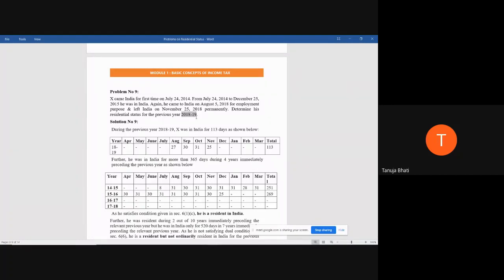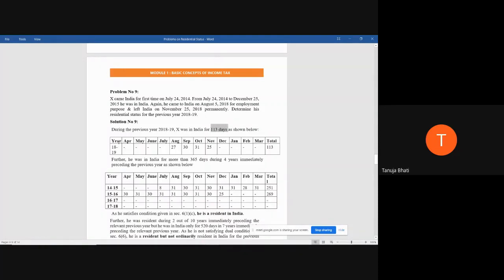So for that, first let us calculate the number of days of stay in India for this particular year. So for this year, we will take the calculation from when he came to India on August 5th, 2018 and left in November 2018. So from August 5th, our calculation of number of days will start, which will end on November 25th. So let us see the solution. During the previous year 2018-19, X was in India for 113 days. Now, how did we arrive at this 113 days?